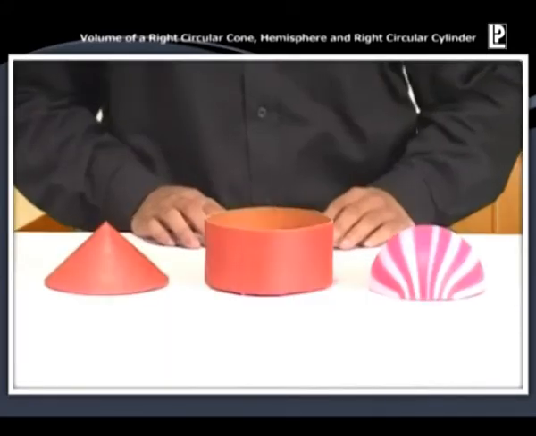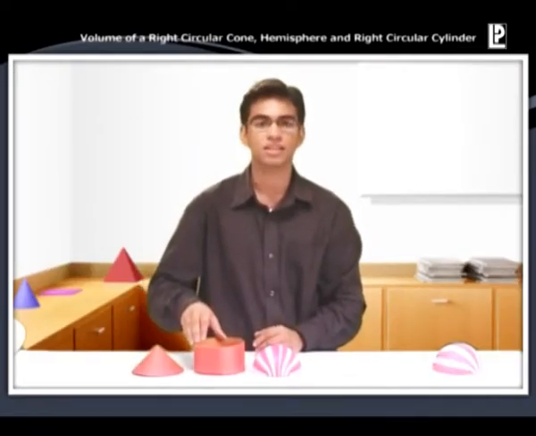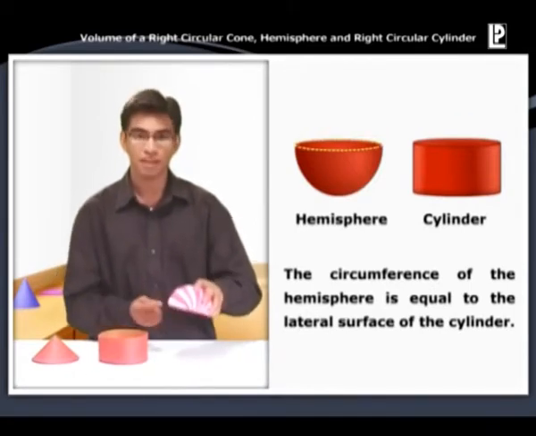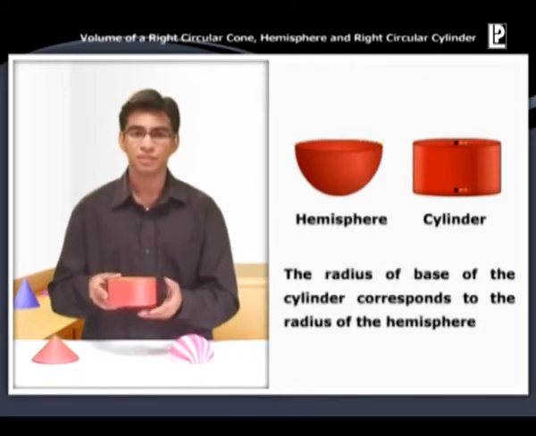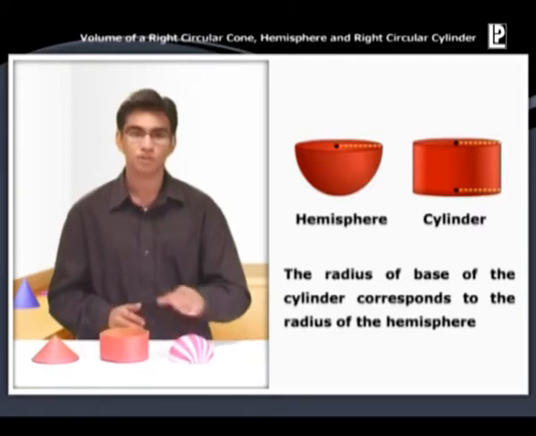and here's how they look. A right circular cone and a right circular cylinder. Note that the circumference of the hemisphere is equal to the lateral surface of the cylinder. The radius of the base of the cylinder corresponds to the radius of the hemisphere.